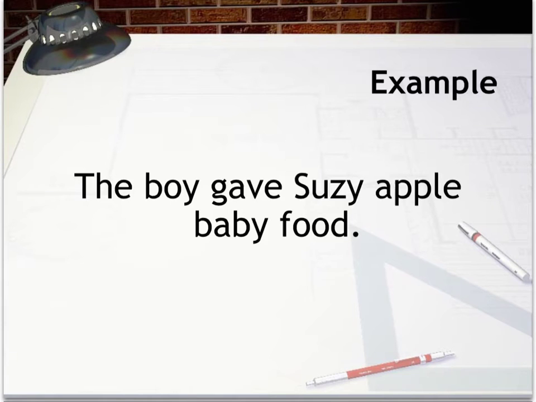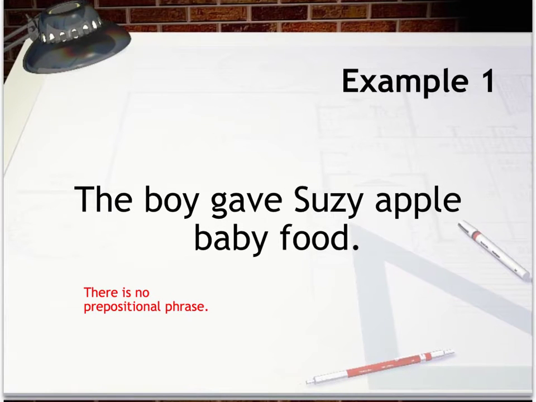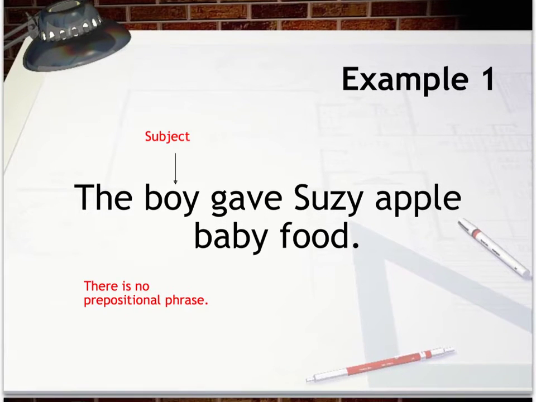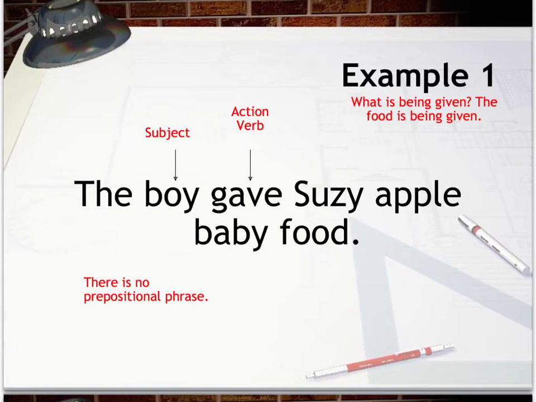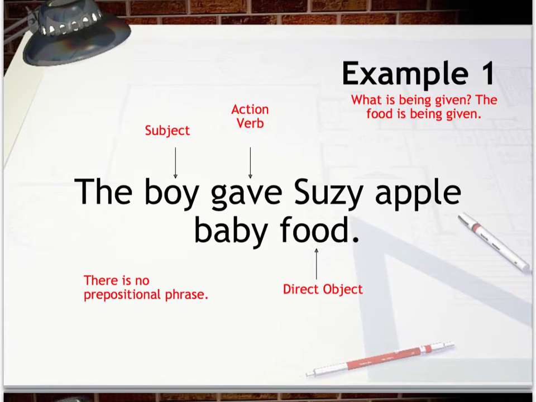Look at this example. The boy gave Susie apple baby food. There is no prepositional phrase. Find the subject. Subject is boy. Find the verb. Gave. It's an action verb. The boy gave what? The food is being given. The direct object is food.